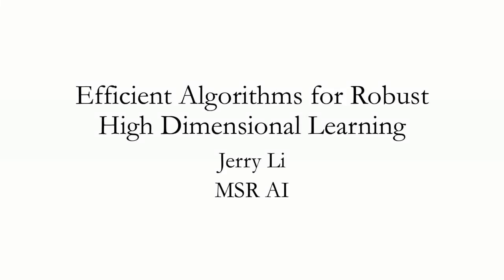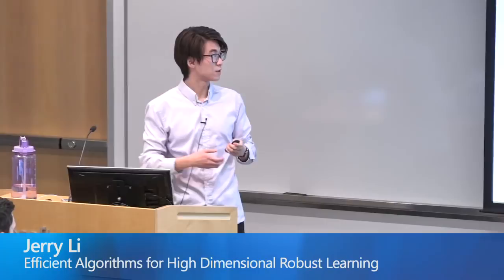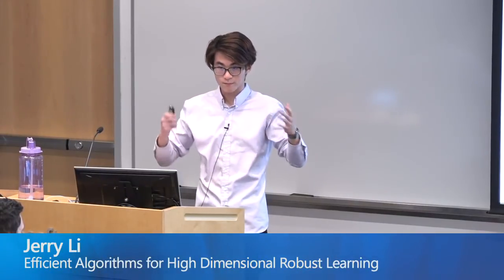Yeah, so this is some work that I did, I guess, starting in my PhD that I was continuing here. I'm going to be talking about how to learn in the presence of outliers. This is what I mean by robust learning. There's a lot of meanings in the literature.